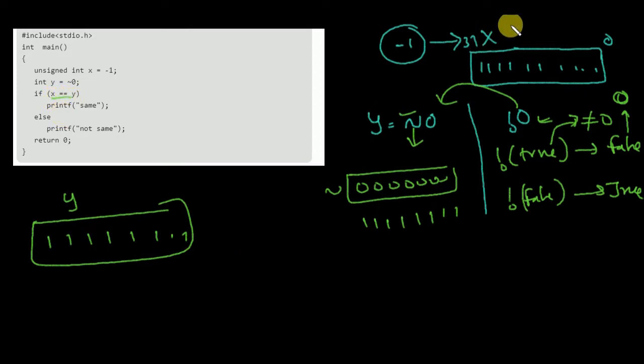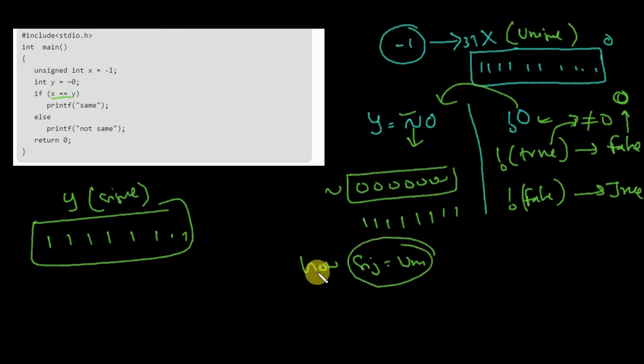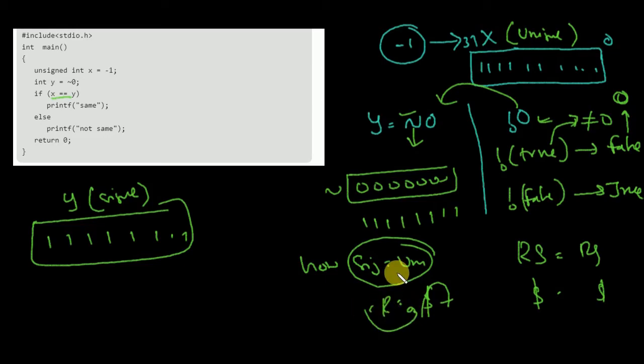Now what we are doing here is x equal to y. x is an unsigned type and y is a signed type. The first question is, how can we compare signed and unsigned? It is against the rules. For example, you can compare rupee with rupee and dollar with dollar, but you cannot compare rupee and dollar. Either you have to convert dollar into rupee or rupee into dollar, and then you can perform the comparison.